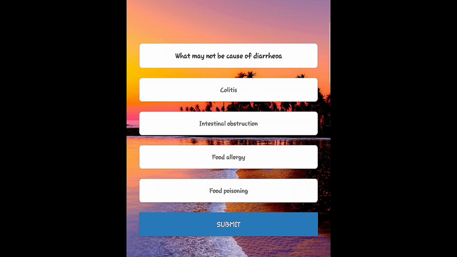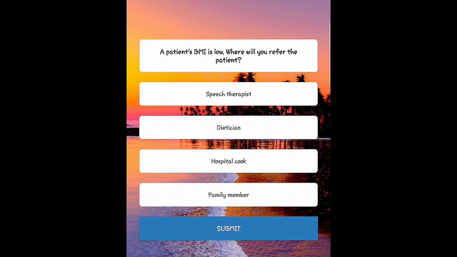So what may not be a cause of diarrhea? Food allergy can cause diarrhea. Food or intestinal obstruction. Patient's BMI is low. Where will you refer the patient? So these are like things, how it's done in the UK. So it's obviously a dietitian.